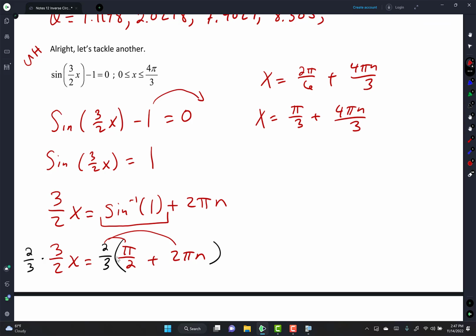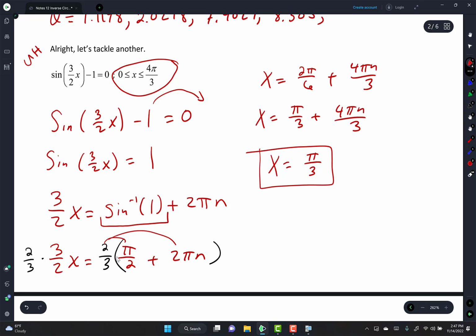They want an answer between 0 and 4 pi over 3. So the only answer that will fit is pi over 3. If I add another 4 pi over 3, it'll be outside of the domain. Does that make sense? Okay. See, you guys can do it. You guys are smart. We can do this, guys.